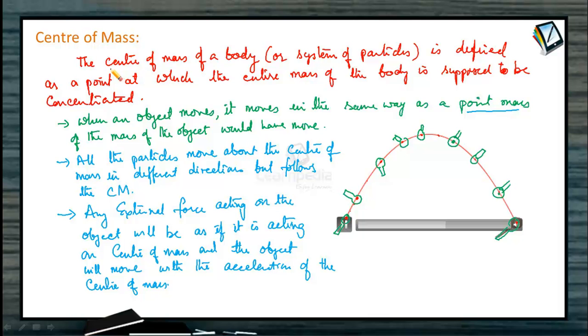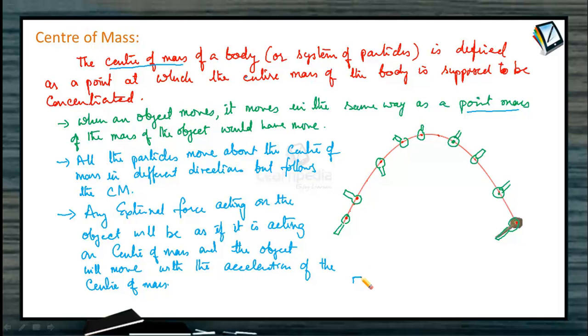The center of mass of a body or system of particles is defined as a point at which the entire mass of the body is supposed to be concentrated, and when the object moves, it moves in the same way as the point mass of the mass of the object would have moved. That means if we give this point mass the mass of the object, then whichever direction the point mass moves, the object also will move like that.